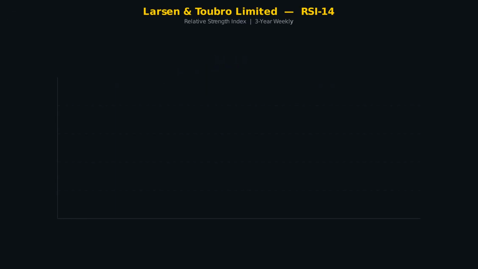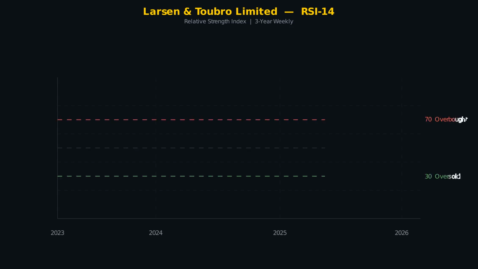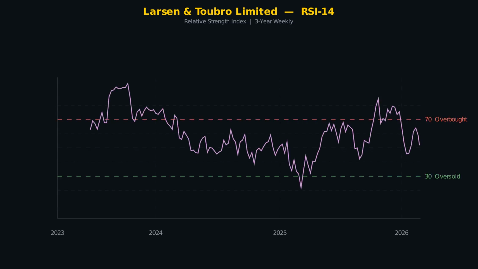Here is the RSI chart for Larsen Toubro Limited over 3 years. The red dashed line at 70 marks overbought. The green dashed line at 30 marks oversold. The current RSI reading is 46.5. RSI is in neutral territory. Momentum is balanced between buyers and sellers.